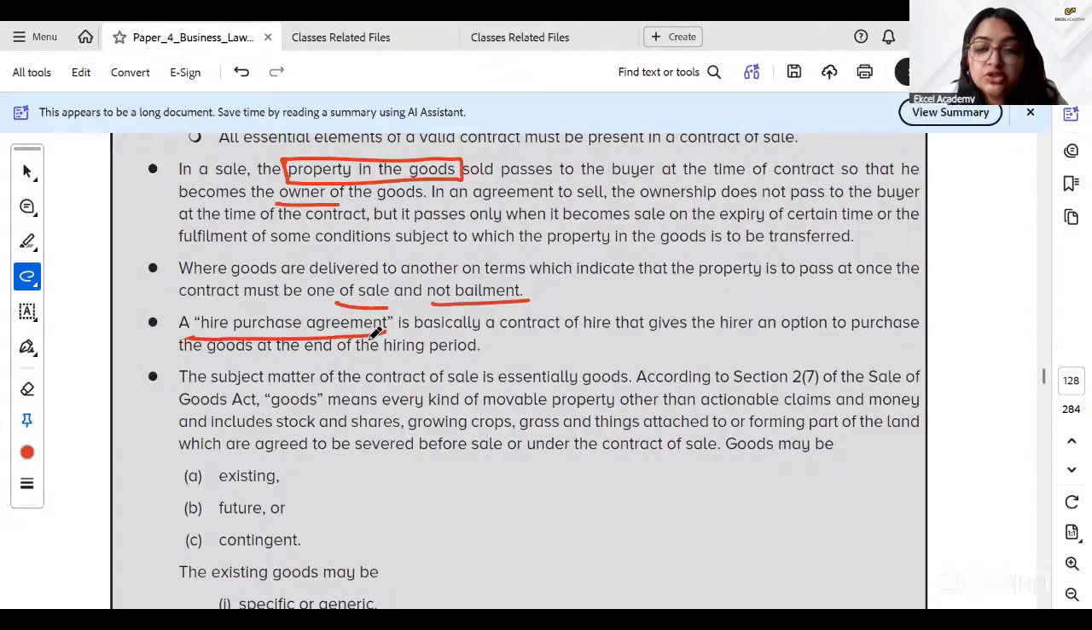Then we understood the hire purchase agreement, wherein you hire, and in the end you have an option to purchase at the last installment.